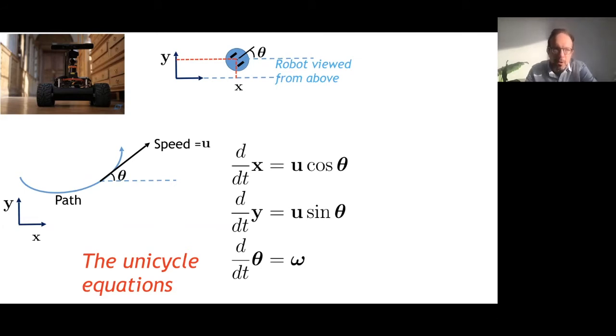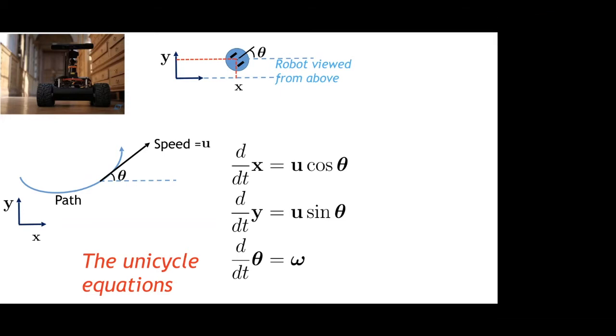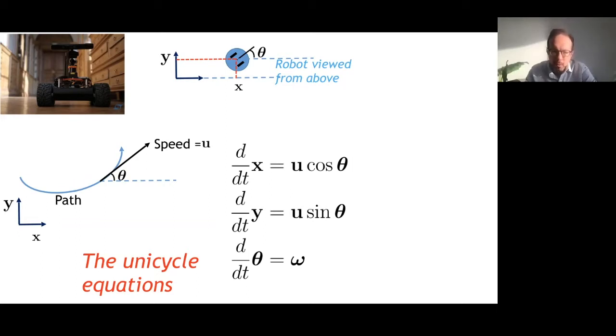The unicycle equations essentially say that when the robot is moving, its wheels roll but are assumed not to slip, so its velocity is tangent to the path it's following. That's what's encoded in those equations. The time derivative of xy is u times the vector cos theta, sin theta, and theta dot is equal to omega, the angular velocity.